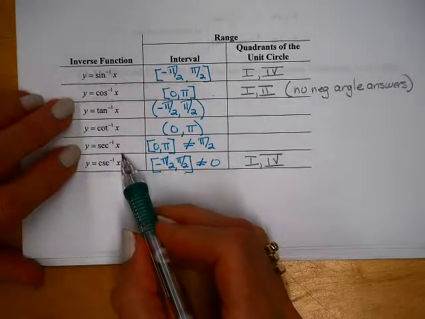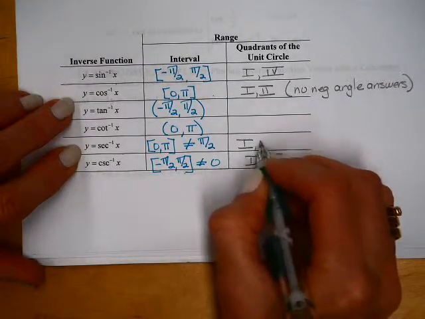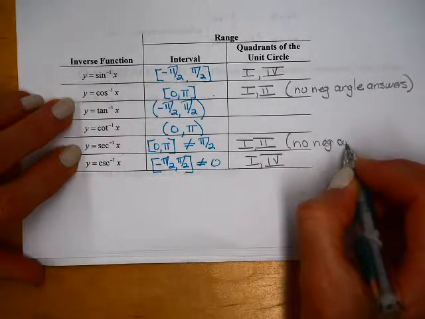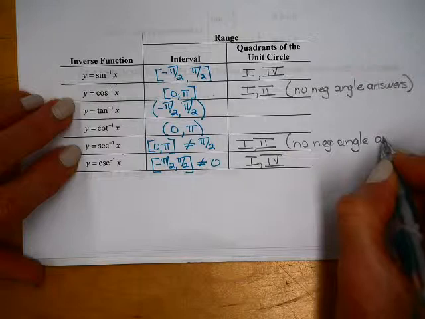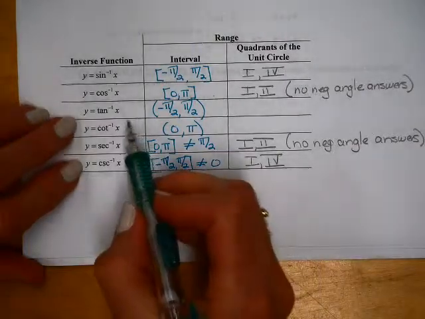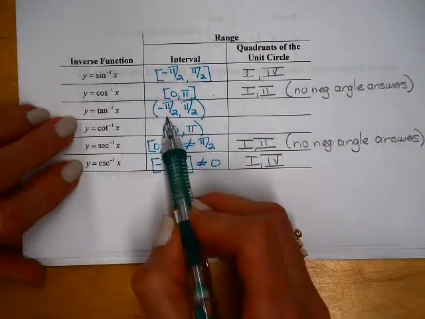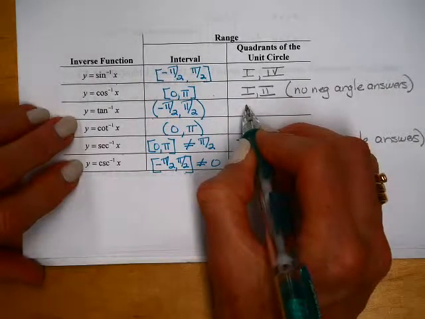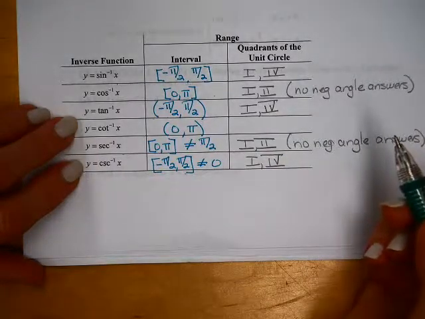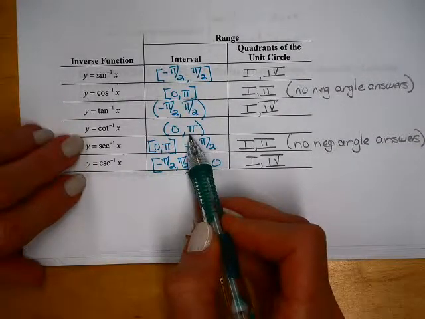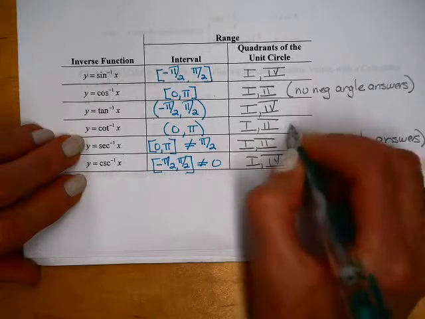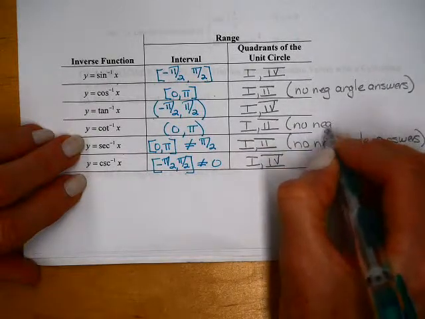And for the arc secant, it is the same. You are in quadrant 1 or quadrant 2. Again, you're not going to have negative answers here. No negative angles. Now for the arctan, it's between negative pi over 2 and positive pi over 2, so it is going to be in quadrant 1 or quadrant 4, which means you can have negative answers. But its reciprocal, the arc cotangent, is between 0 and pi. It is quadrant 1 or quadrant 2, and again, there are no negative answers here.